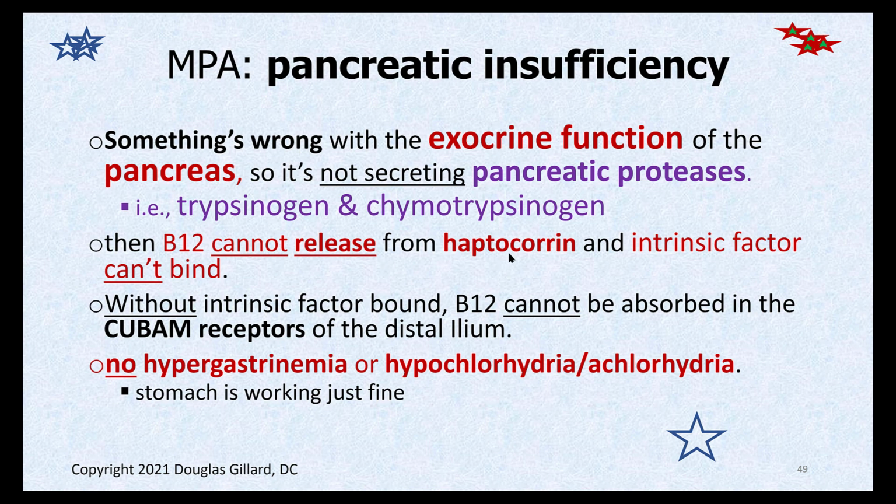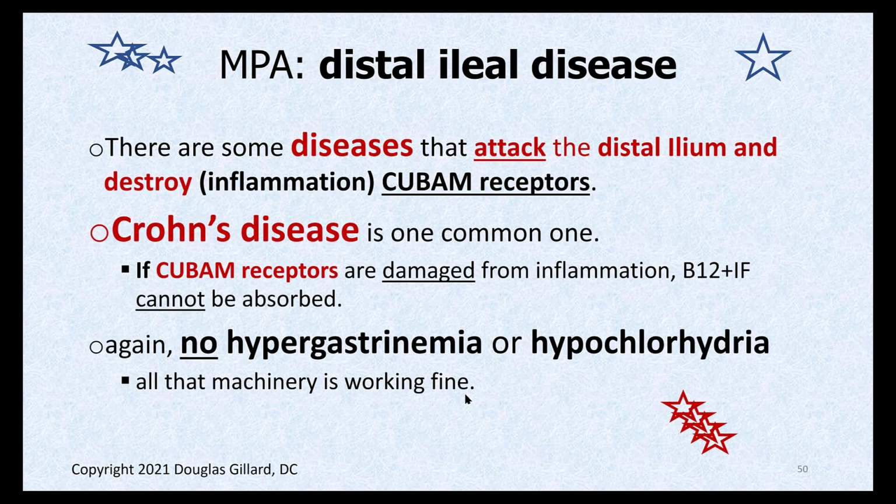So if you have something wrong where you can't make trypsinogen or chymotrypsinogen, you can't break haptocorrin from intrinsic factor, or haptocorrin from vitamin B12. And haptocorrin will keep vitamin B12 as a partner and go all the way into the toilet. Remember, that's got to be broken off so intrinsic factor can bind in the small intestine. Right? With this condition, there'll be no hypergastronemia. There's nothing wrong with the acid here. There'll be no hypochlorhydria. The stomach is working just fine. This is a problem further on down with the pancreas.